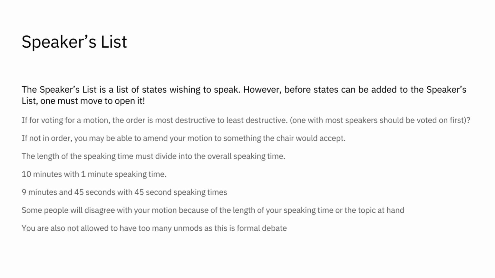People may disagree with your motion because the length of your speaking time is too long or too short, and they need to move faster or slower into moving into the resolutions, or they want to kill time. They don't need to kill time, depending on how fast the debate's going and how rigorous it is. And you are not allowed to have too many unmods, as I mentioned before, as this is formal debate.